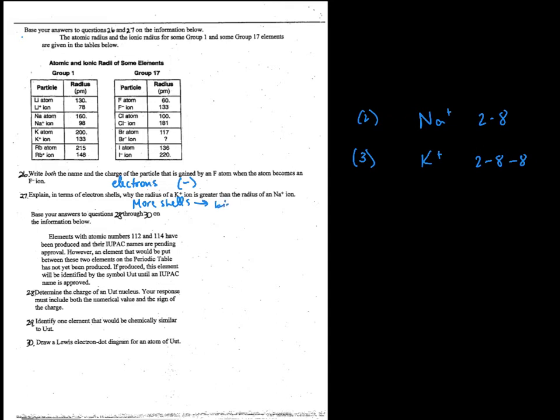Leads to bigger radius. Okay, 28. Determine the charge of a UUT nucleus. Your response must include both the numerical value and the sign of the charge.